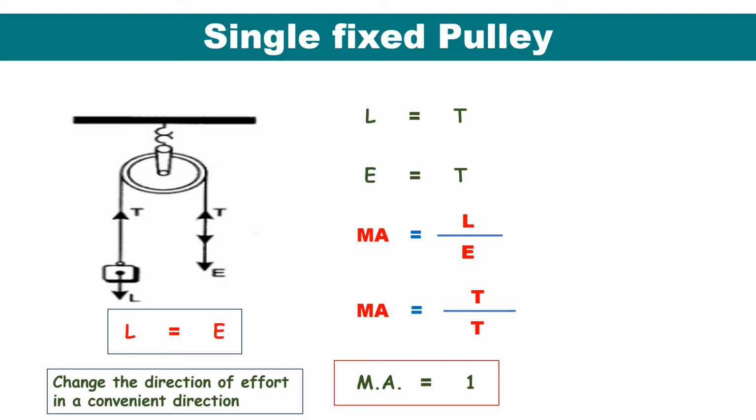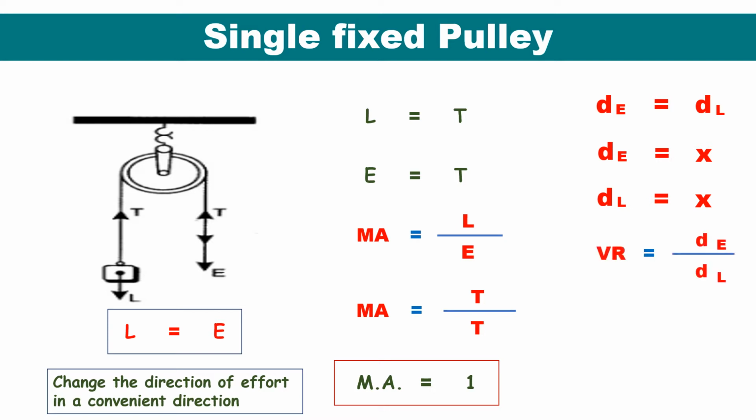Now we will talk about the velocity ratio of this kind of pulley. Suppose the distance moved by effort and distance moved by load is x. In this case, whatever distance the load moves, the same distance effort also moves. So dE is equal to dL. Suppose the distance moved by effort is x, distance moved by load is also x. So velocity ratio, which is the ratio of displacement of effort to displacement of load, will be equal to x upon x, which is equal to 1. So velocity ratio of single fixed pulley is equal to 1.